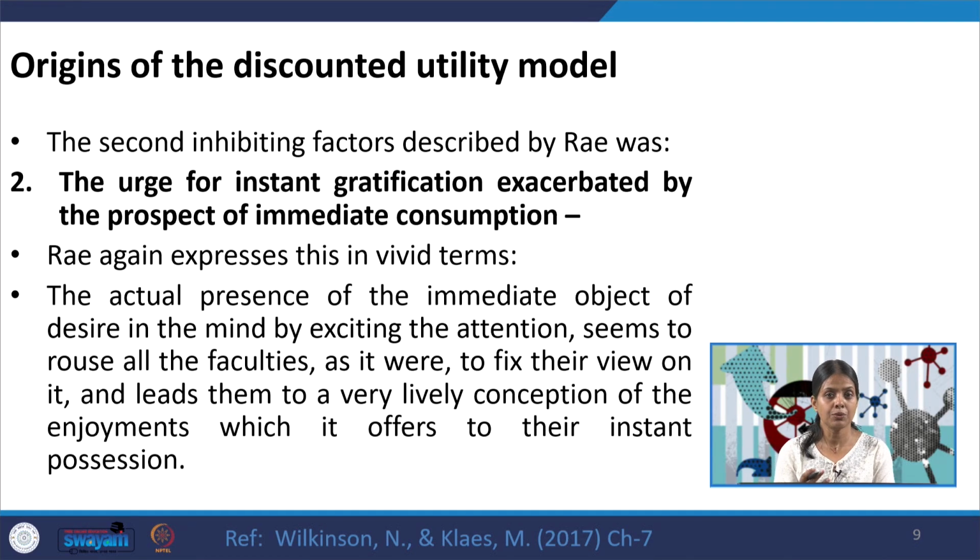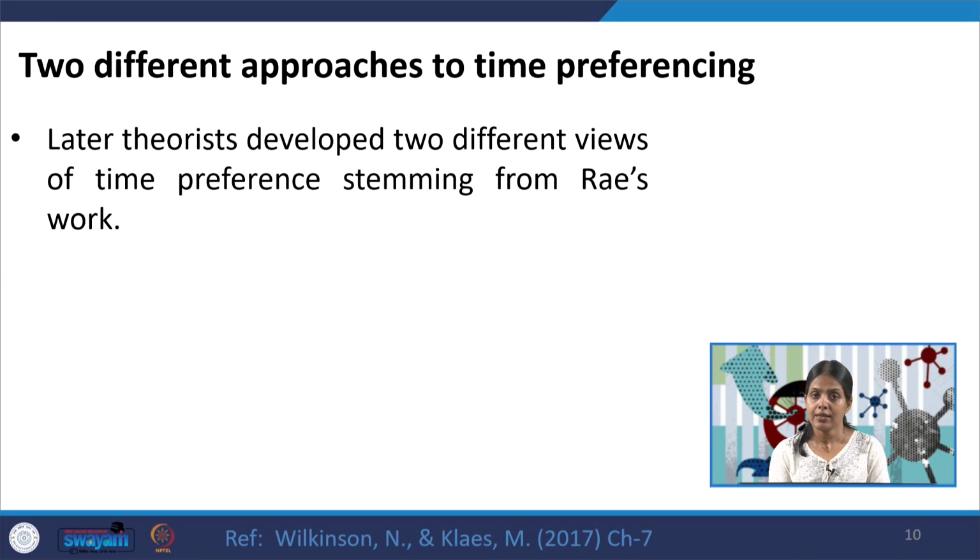Most often we would like to bring our consumption forward to the present time, and that is basically the second inhibiting factor, that we may not save for tomorrow sufficiently, or we always keep on discounting the future more. Later theorists developed two different views of time preference stemming from Ramsey's work.